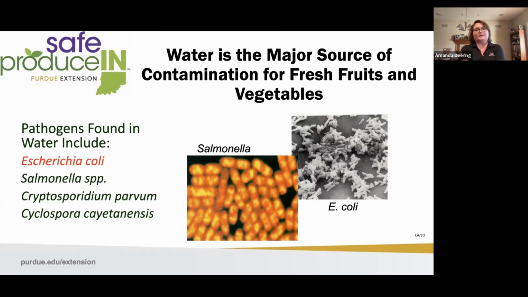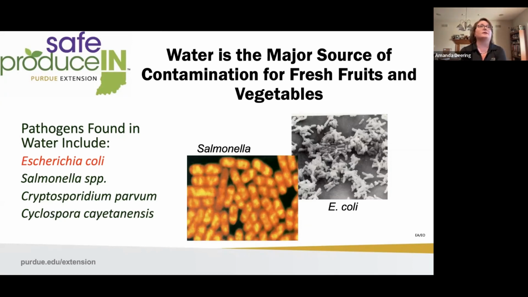So water, if it's contaminated, it can cause a whole heap of problems, right? And we use water for so much stuff on the farm, right? And any of these pathogens could be found in water. So talking about E. coli, salmonella, so the bacteria, obviously, so parasites, Cryptosporidium, Cyclospora, and that's how we can move them around on the farm.